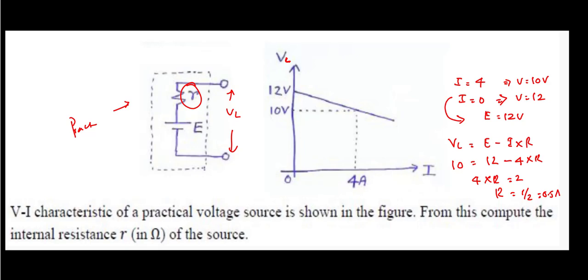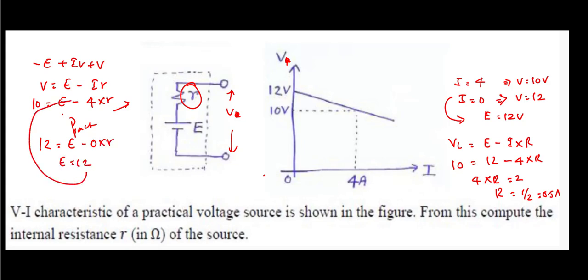Understood? If not, look at it directly. They have given the load voltage, so let it be V. Apply KVL: minus E plus I into R plus V, so V equals E minus IR. At I equal to 4 amperes, V equals 10 volts, so 10 equals E minus 4 into R. But E is not known, and I need E to calculate R. For that, at I equal to 0, V equals 12 volts, so E equals 12 volts.